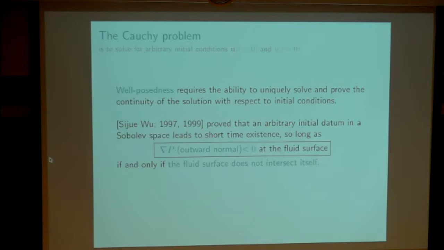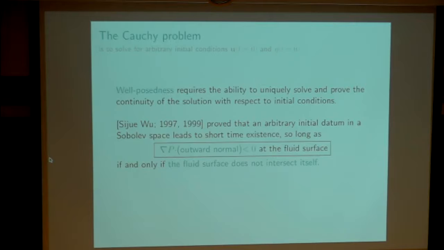Anyway, she proved the short time well-posedness of this problem, as long as this condition in the box was true. And roughly speaking, this condition says that the pressure is decreasing as we exit the water region. And this seems reasonable because we certainly feel more pressure as we dive into the water. But what is totally non-trivial in her work, in my opinion, is that this so-called Taylor sign condition holds true if and only if the fluid surface does not intersect itself. In particular, this condition implies that the fluid surface does not intersect itself and vice versa. These two conditions are equivalent.